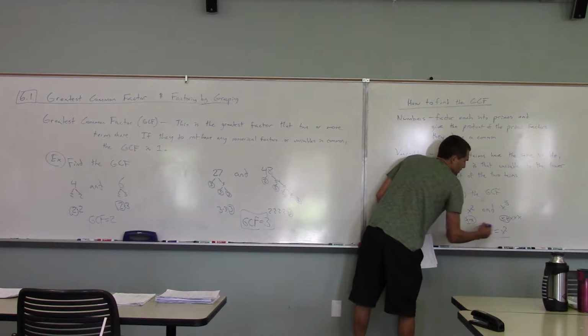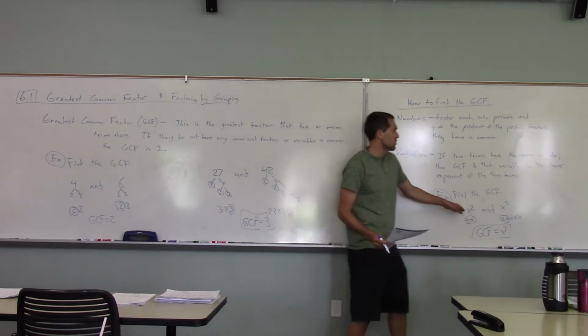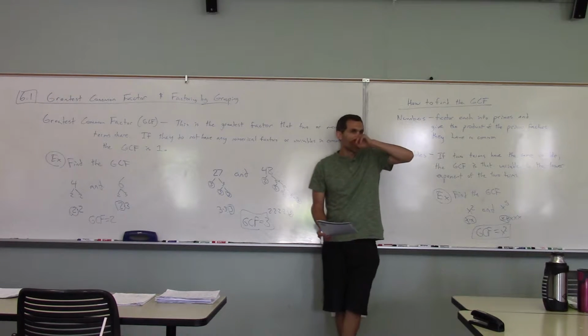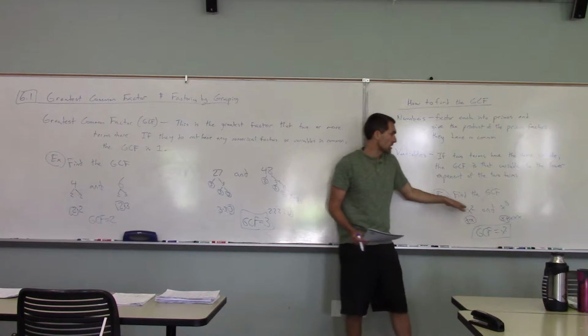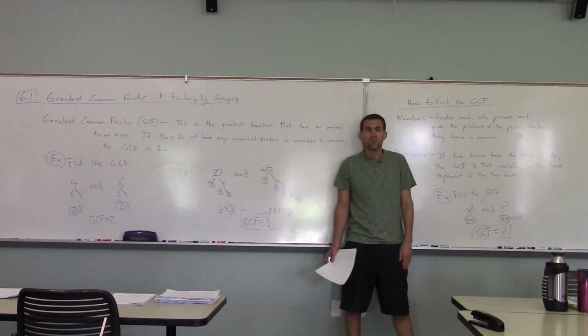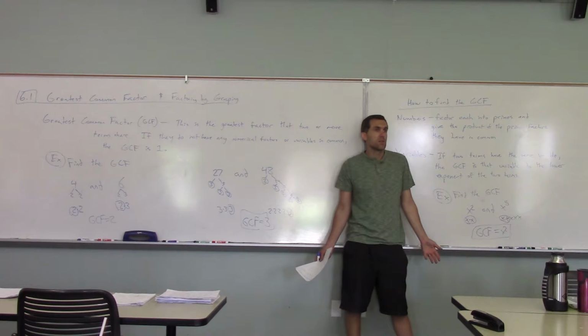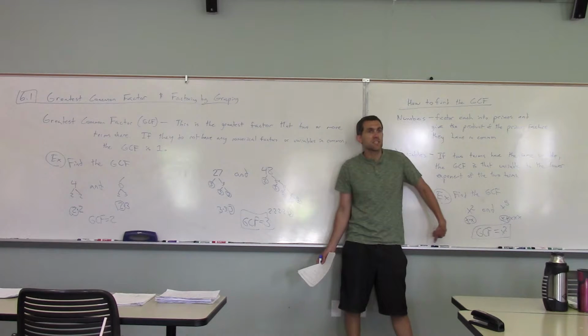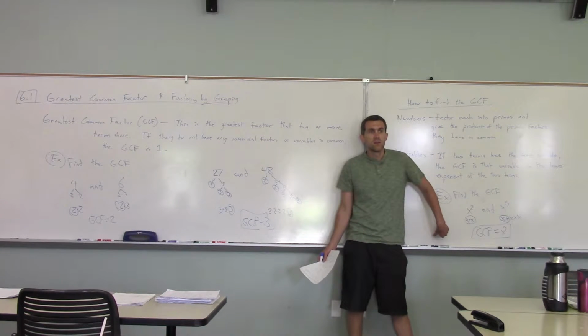x squared. Okay, so whenever you're dealing with two variables, it's really easy to find the GCF. As long as the variable is in both terms, it's just the lower exponent. If you have an x to the 17th and an x to the 24th, the GCF is x to the 17th, right?